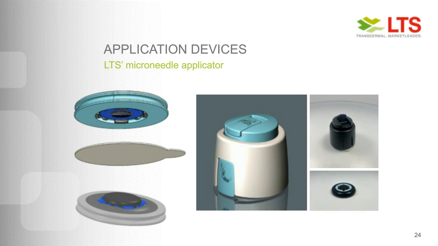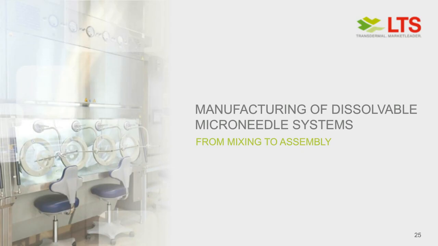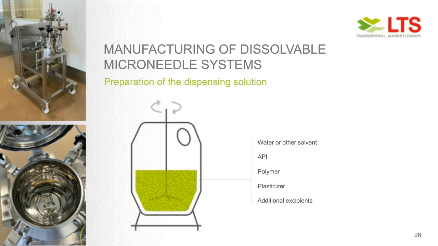Jumping to the next point, the manufacturing of dissolvable microneedles from mixing to assembly, gives you a little bit more insight into what LTS actually does and how we do our microneedle manufacturing. So the first step is always preparing the dispensing solution, meaning where the polymer and API come together. This is what the microneedle is made of, if you like.